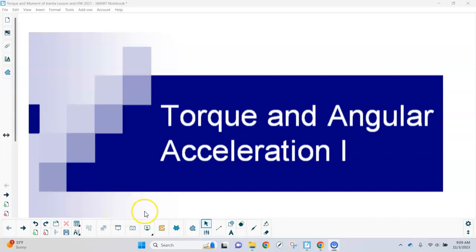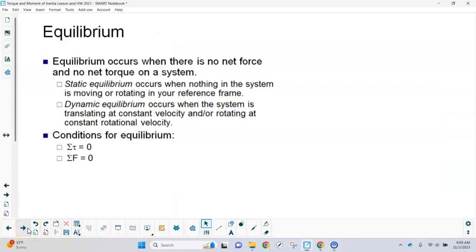We're into our lesson on torque, and torque is essentially the analogous concept to force. When we talked about force as a push or a pull that caused some sort of acceleration, torque is the effect of a force acting at a distance to cause something to rotate or change its rotational acceleration.